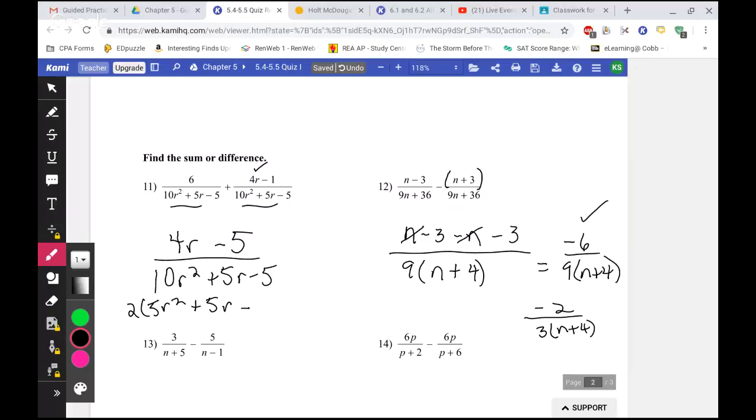Oops. Didn't mean to do that. I'm thinking of what it is.